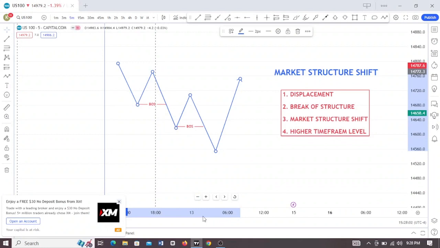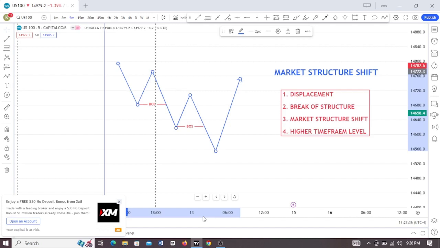Today I'll be talking about the market structure shift, primarily focusing on the four things that you see on the screen. One, the displacement. Two, a break of structure, also known as BOS, as you'll see in the graphs. Three, a market structure shift, MSS. Four, a higher time frame level, which can be either an order block or a fair value gap on a higher time frame. Okay, to start with, what is a displacement?